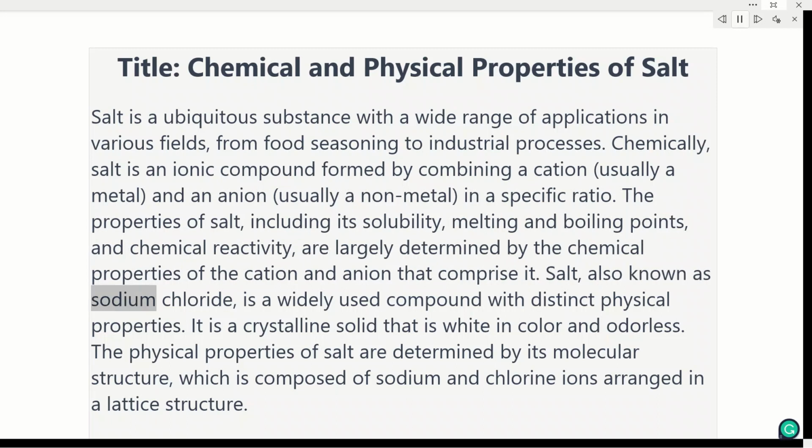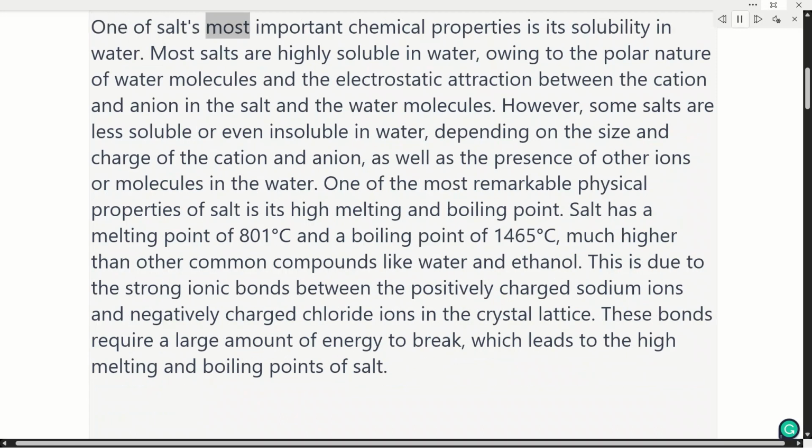Salt, also known as sodium chloride, is a widely used compound with distinct physical properties. It is a crystalline solid that is white in color and odorless. The physical properties of salt are determined by its molecular structure, which is composed of sodium and chlorine ions arranged in a lattice structure. One of salt's most important chemical properties is its solubility in water.